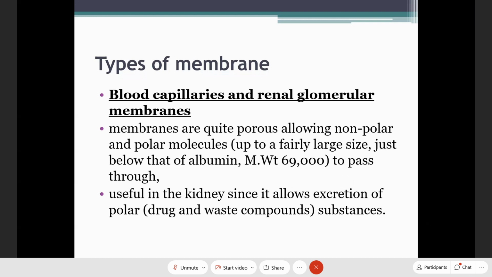Okay, blood capillaries and renal glomerular membranes are quite porous, allowing non-polar and polar molecules up to fairly large size, just below that. So if albumin can go through the glomerulus, that means it's not good news. It's kidney failure. It indicates that you have a problem with the kidney. This porosity is useful in the kidney since it allows excretion of many of the polar and waste compounds, substances.